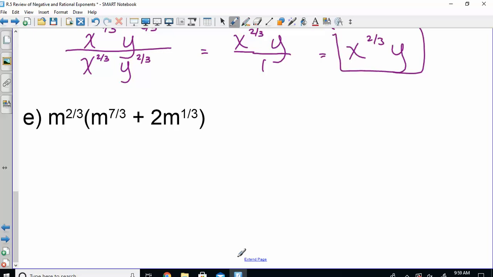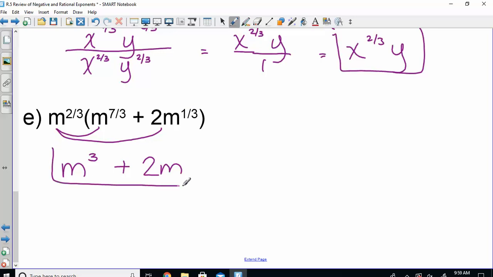What do I need to do here? Distribute the m 2/3. When I distribute that m, what am I doing with my exponents? Adding them. So, m 2/3 plus 7/3, 9/3, 9/3 is just 3, plus 2, m 2/3 plus 1/3 is just a 1. 3m to the third plus 2m.